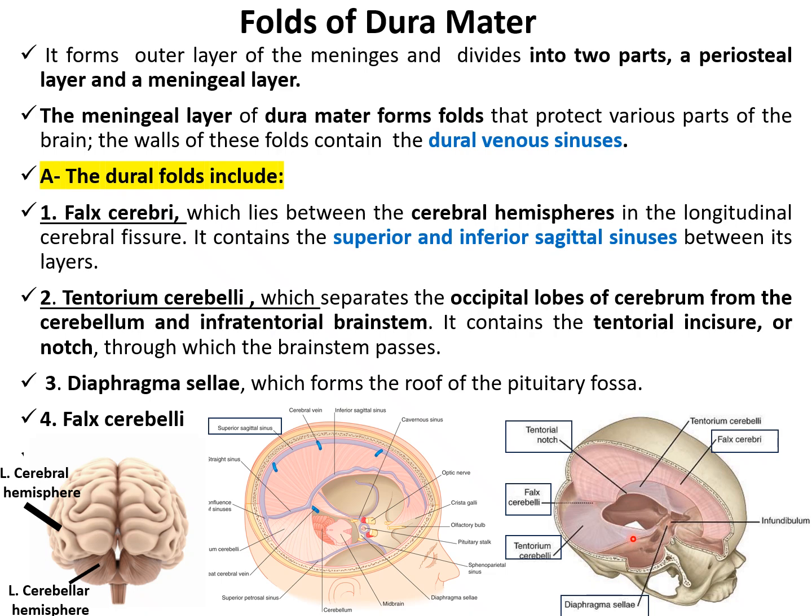The second fold here is U-shaped or tent-shaped. We call it the tentorium cerebelli, which separates the cerebrum above from the cerebellum below. The third fold here we call the diaphragma sellae, which covers the pituitary gland. And the last fold here we call the falx cerebelli, which separates the two cerebellar hemispheres. This one.